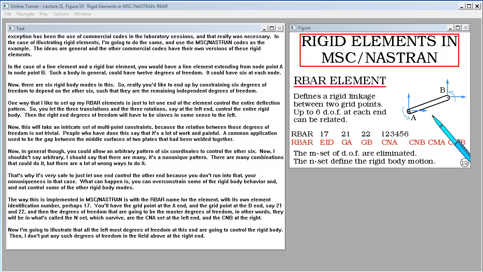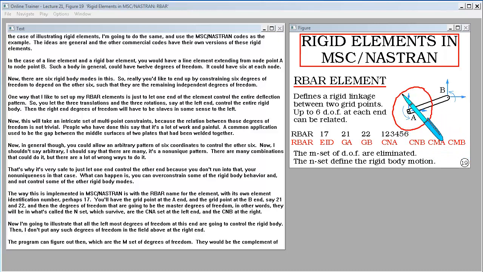One way I like to set up my R-bar elements is just to let one end of the element control the entire deflection pattern. So you let the 3 translations and the 3 rotations, say at the left end, control the entire rigid body. Then the right end degrees of freedom will have to be slaves in some sense to the left. Now this will take an intricate set of multipoint constraints because the relation between those degrees of freedom is not trivial. People who've done this say it's a lot of work and painful. A common application used to be the gap between the middle surfaces of 2 plates that had been welded together.